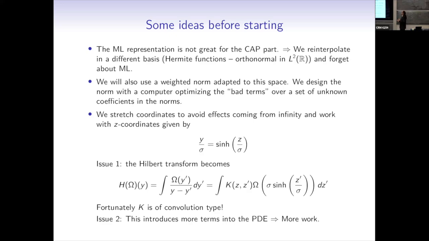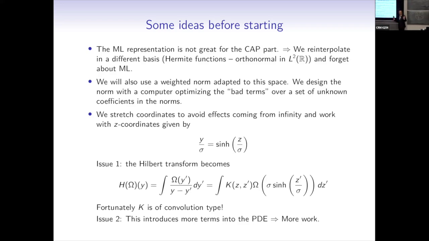This is a set of orthonormal functions in L2 of R. At this point we forget about everything we knew about machine learning error. This is a given function. We just take it as granted, we start working from it. We're also going to pick some special norm, which is going to be some weighted norm. I'm going to lie a little bit in the next 5 slides or so. Forgive me, but I will try to make it more comprehensible at the expense of lying some. But this is a white lie. We optimize our weight, looking at some bad terms and designing very carefully the weight for these weighted norms. We're going to remove the effects coming from infinity and work with something called z coordinates that are related to y coordinates in 1D via this relation over there.